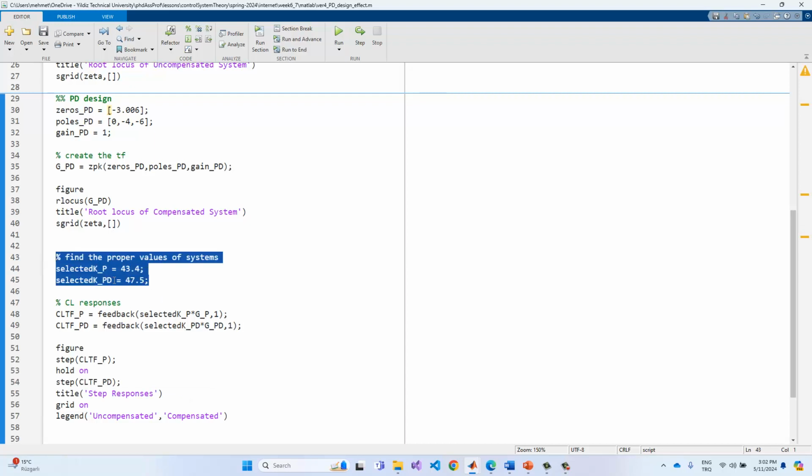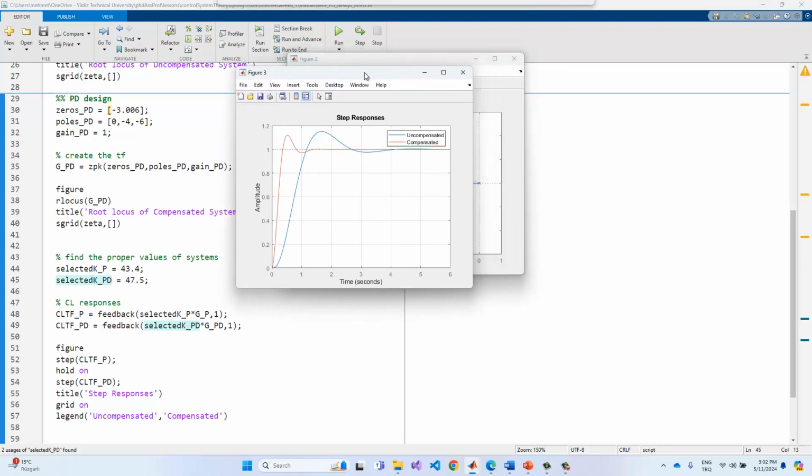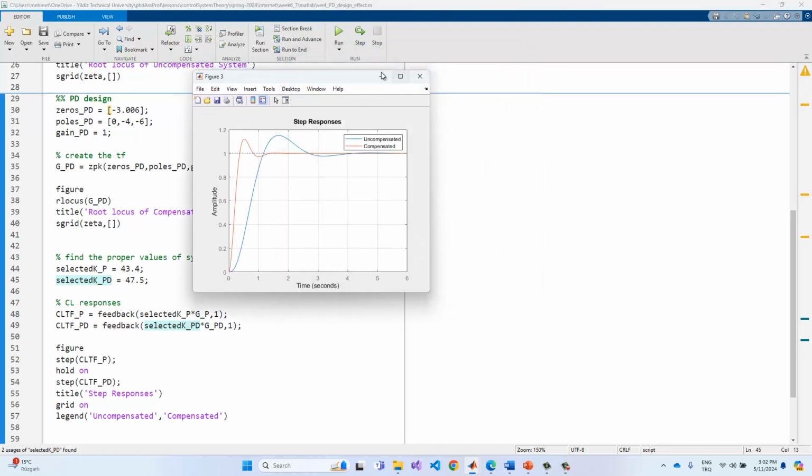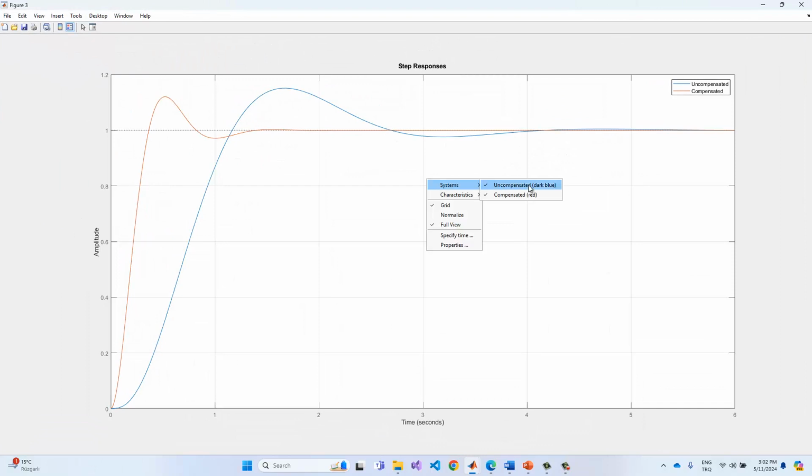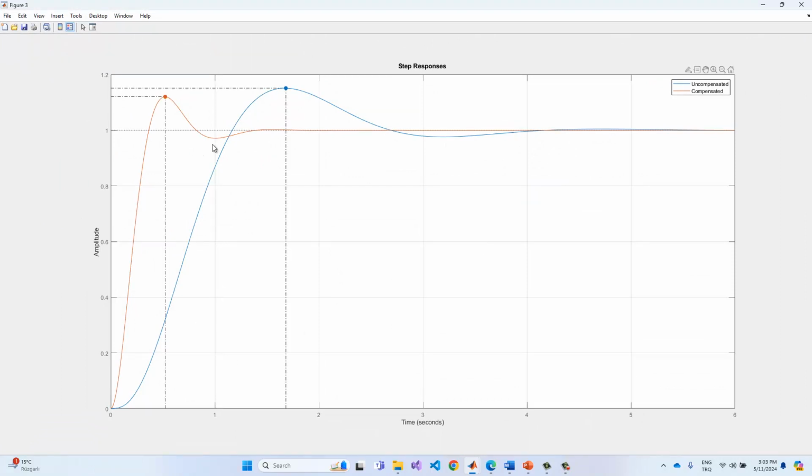Just remember that this selected K, P or PD is coming from the root locus with a specific pole location. And after that, what we have done in this system, just see the characteristics of the peak response. First, we need to analyze it.